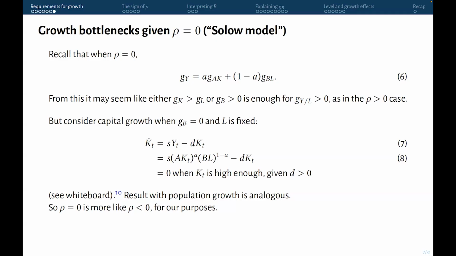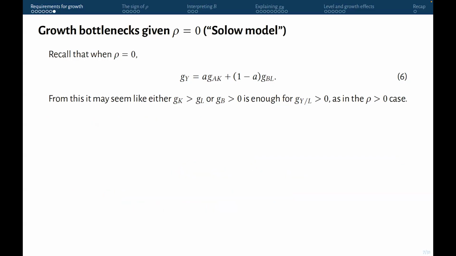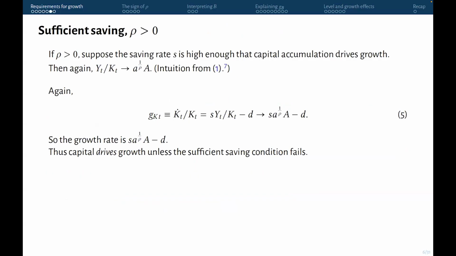And as long as rho is positive, then I can keep growing. Technically you need rho to be positive, and you need this thing, little a to the 1 over rho times big A minus D, to be positive. So that if you have a savings rate of 100%, you can sustain growth. I mean, you might not want a savings rate of 100%, but it'll just at least be feasible. Right.